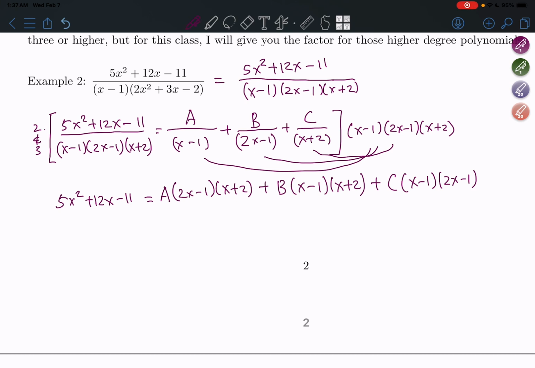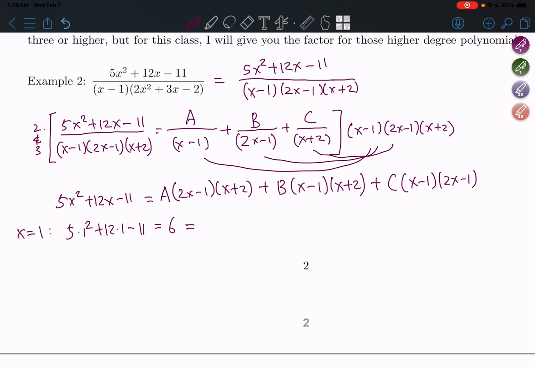So for example, I'm going to go ahead and plug in x equals 1. The left-hand side, easy polynomial, right? 5 times 1 squared plus 12 times 1 minus 11. That is just 5 plus 12 minus 11, which is 6.